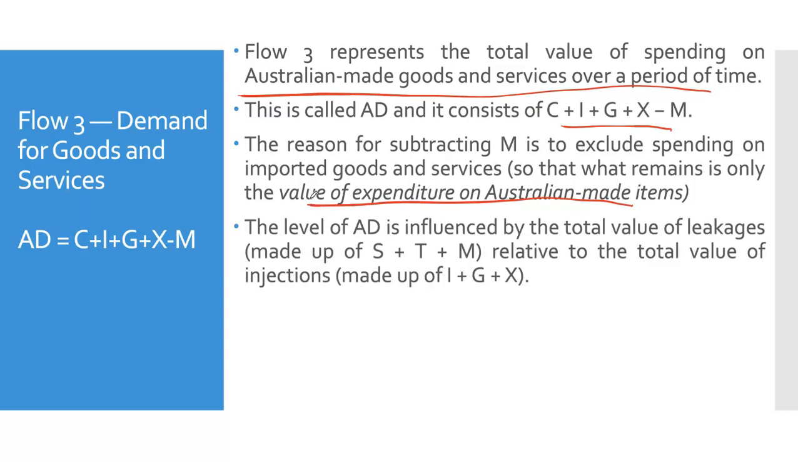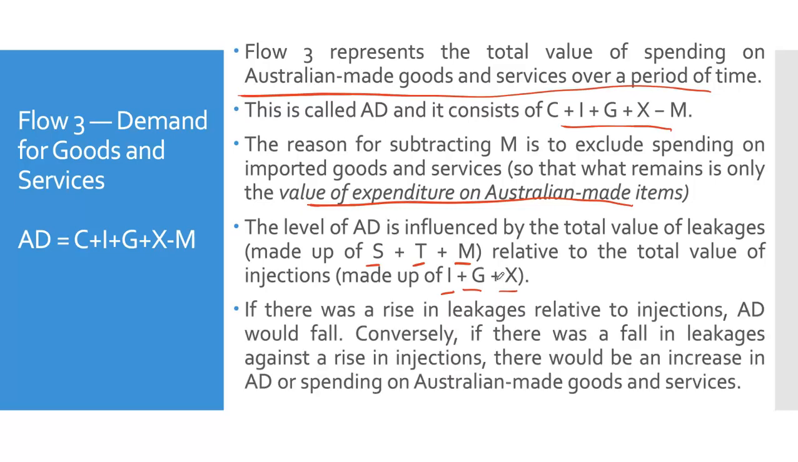The level of aggregate demand is influenced by the total value of the leakages, savings, taxes, and imports, relative to the value of the injections, investment spending, government spending, exports. Now, if there was a rise in leakages relative to injections, aggregate demand would fall. Conversely, if there was a fall in leakages against a rise of injections, there'd be an increase in aggregate demand. So that's quite complicated. It's going to take a while to digest this concept.